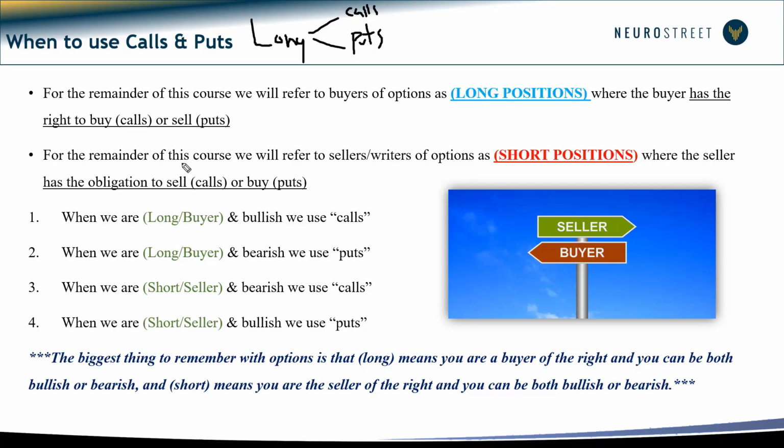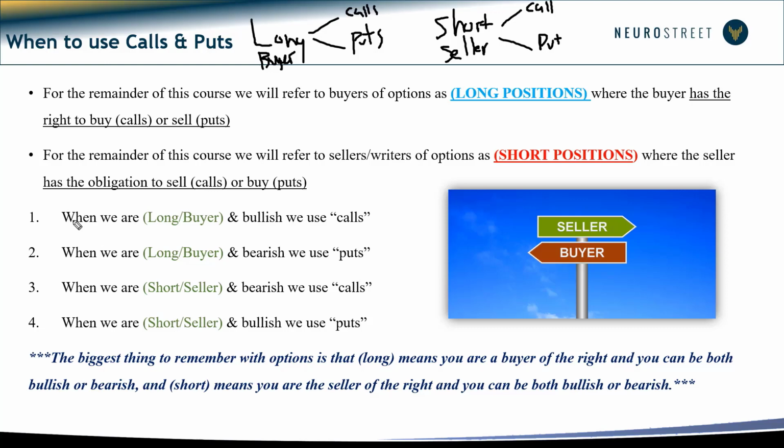And for the remainder of this course, we refer to sellers, writers of options as short positions. You could be a long buyer, or you could be short as a seller. Remember, buyer doesn't necessarily mean bullish. Or you could be a short seller, and you can be short calls or short puts. Remember, as a seller, you're taking the opposing side of the buyer, so you're reversing the table, so to speak.